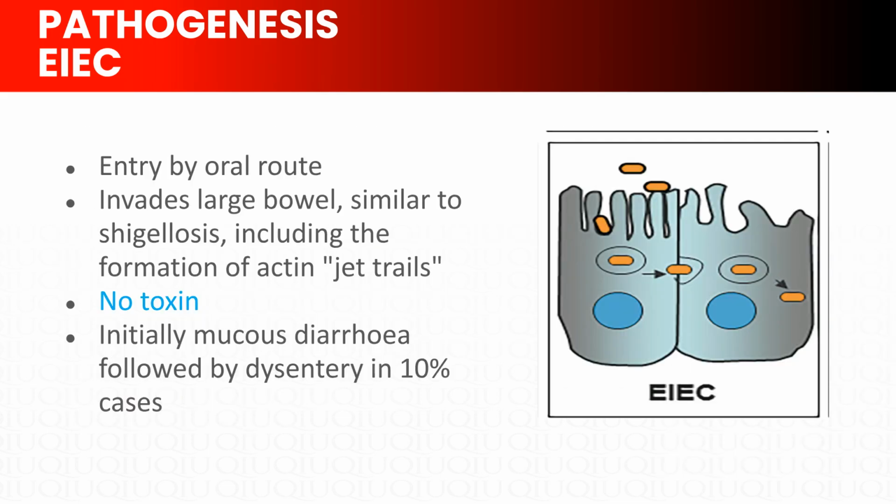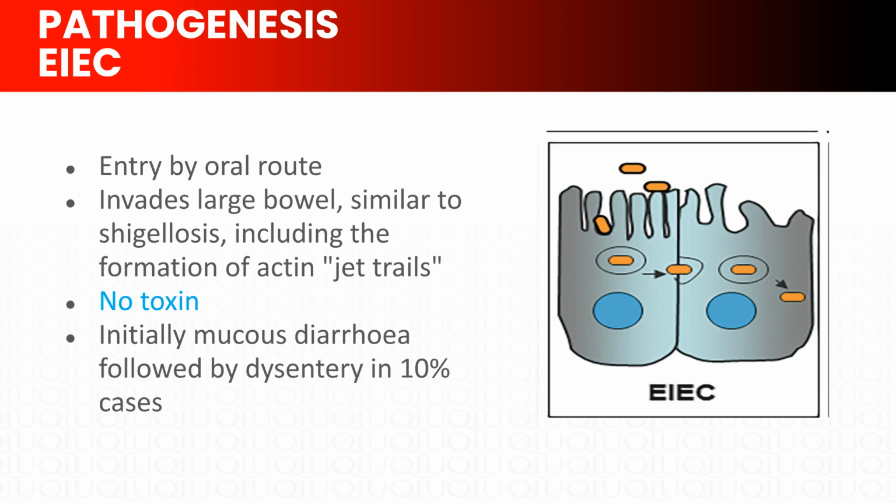Finally, let's discuss EIEC, enteroinvasive E. coli, which mimics Shigella. After oral entry, EIEC invades the large bowel. Unlike the other pathotypes, EIEC directly invades epithelial cells, similar to Shigella. It even forms characteristic actin jet trails inside cells. These are comet-like structures that propel the bacteria through the cytoplasm. Interestingly, EIEC produces no toxin. The disease is entirely due to invasion and destruction of colonic epithelial cells.